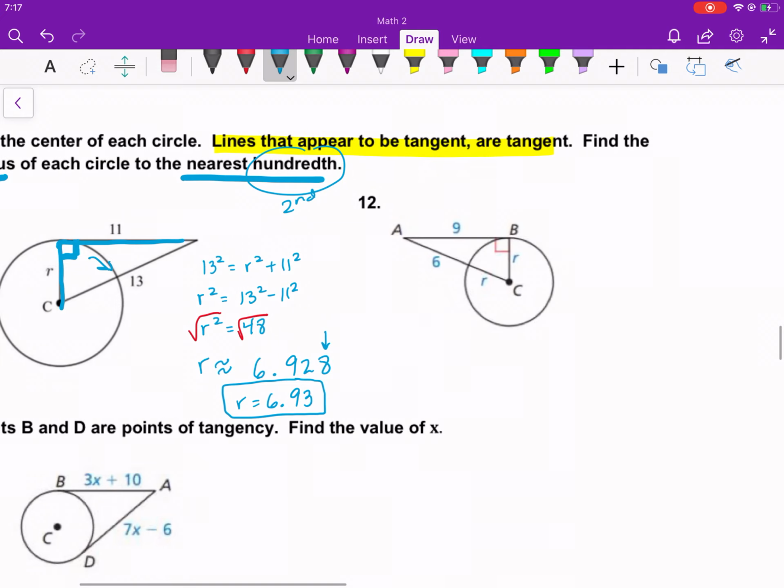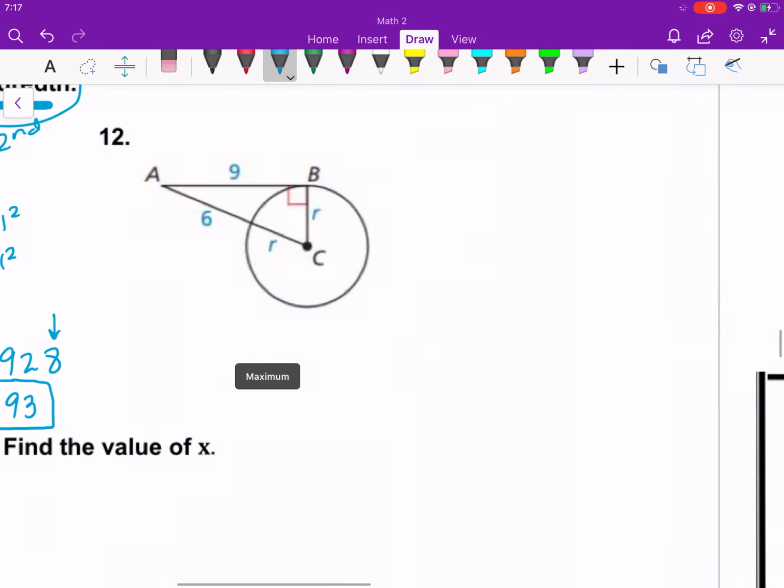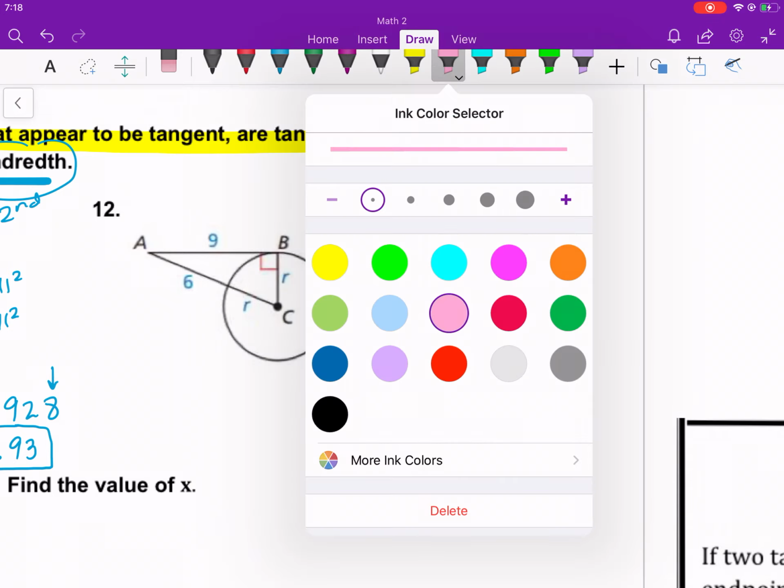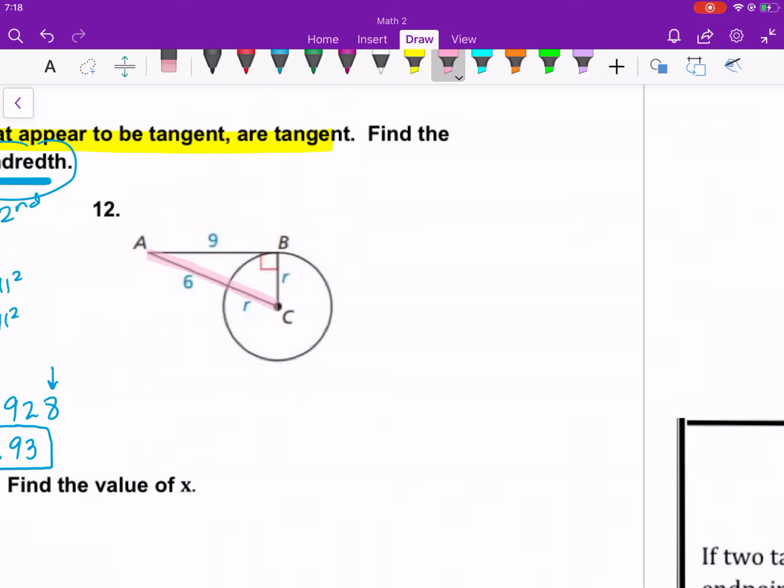All right, let's go to number 12. Same idea, same thing. So for number 12, we do know it's a right triangle. The hypotenuse, now this is a little weird, but the hypotenuse is this whole segment right through here. So the hypotenuse is actually 6 plus r. That's RC. And then the r and the 9 represent the legs. So if I use my Pythagorean theorem, I've got (6 plus r) squared is equal to r squared plus 9 squared.